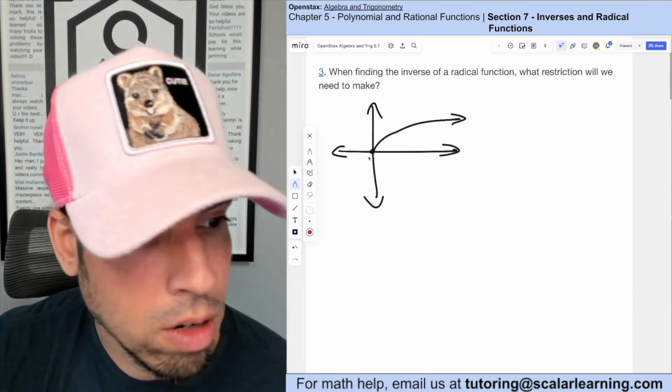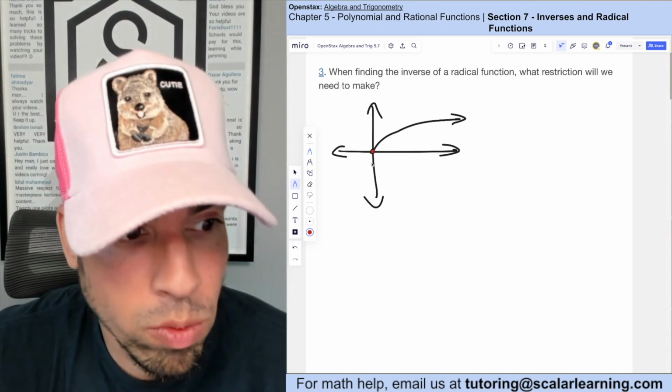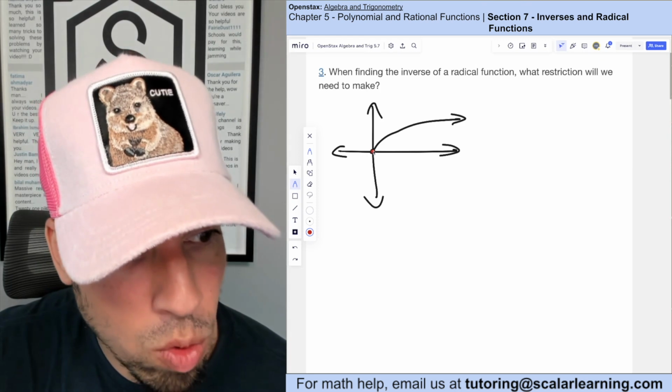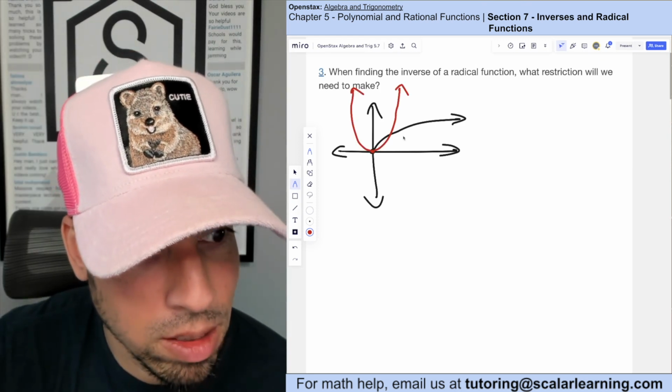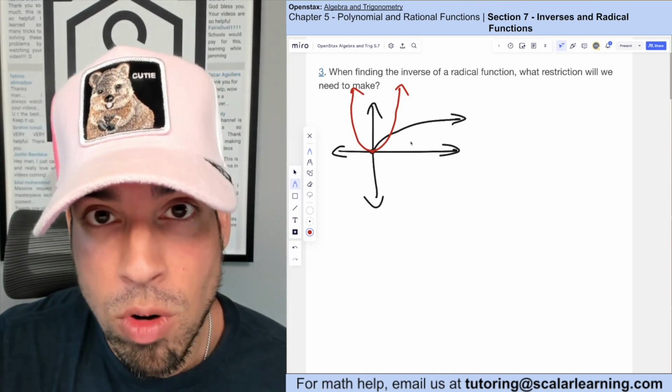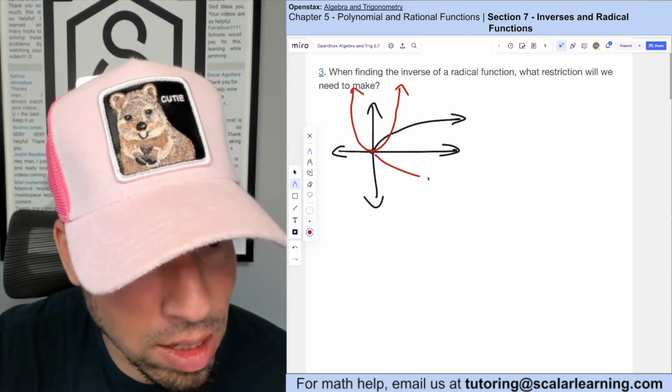The inverse of a radical is going to be a quadratic. Like if it's just a square root, right? That's the inverse. But the problem is that a quadratic is actually going to be a parabola, right? And that doesn't look correct because it should be a reflection across the line y equals x. But I got this whole extra component that isn't here.